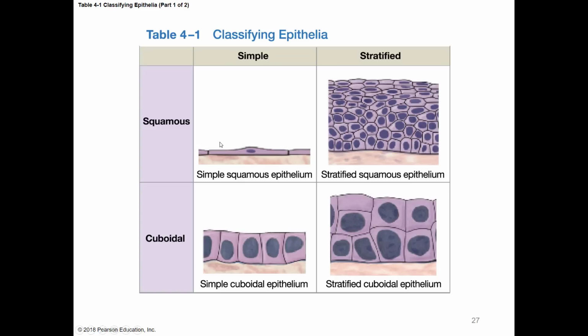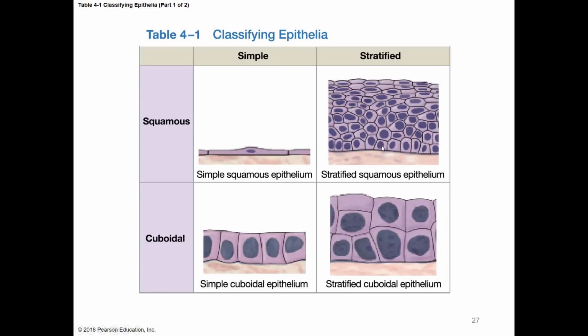And the next thing we want to do is determine the shape of the cells. Well, that definitely doesn't look like a column or rectangle. Definitely doesn't look like a cube or box. So it must be squamous, and it is. So we would name this simple squamous epithelium.